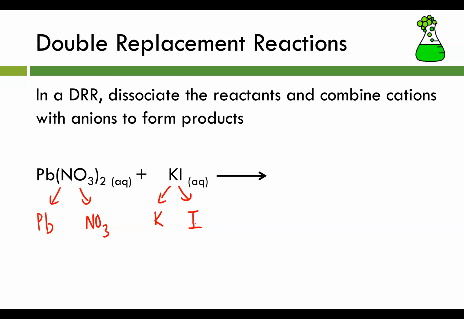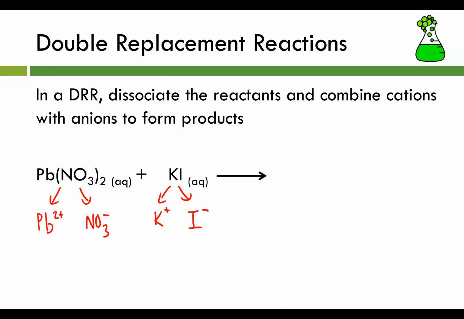Tricky part is knowing the charge. So I can use the reverse criss-cross method and double check with the reference table. I should be able to determine that lead has a charge of 2+. For your polyatomics, you can go right to table E and look up those. Nitrate has a charge of -1. They're in a 1-to-1 ratio here, but let's double check and make sure that subscripts didn't just cancel out. Potassium is a group 1 metal, so it'll be K+. Iodine, a halogen, will form a -1 ion. All right, so we've taken care of dissociating the reactants.